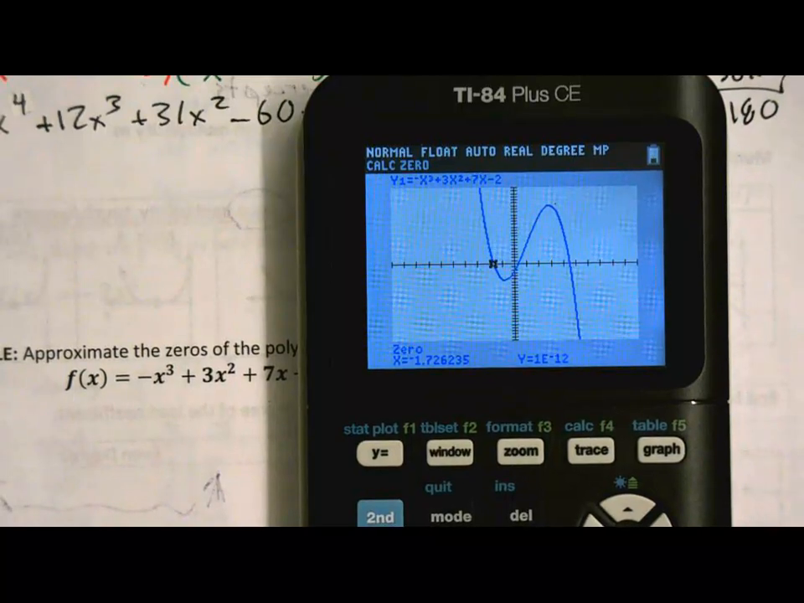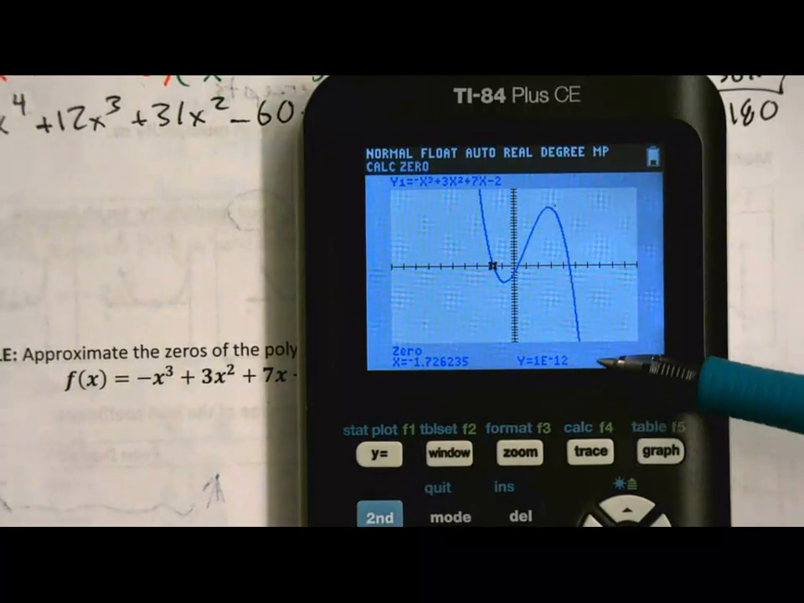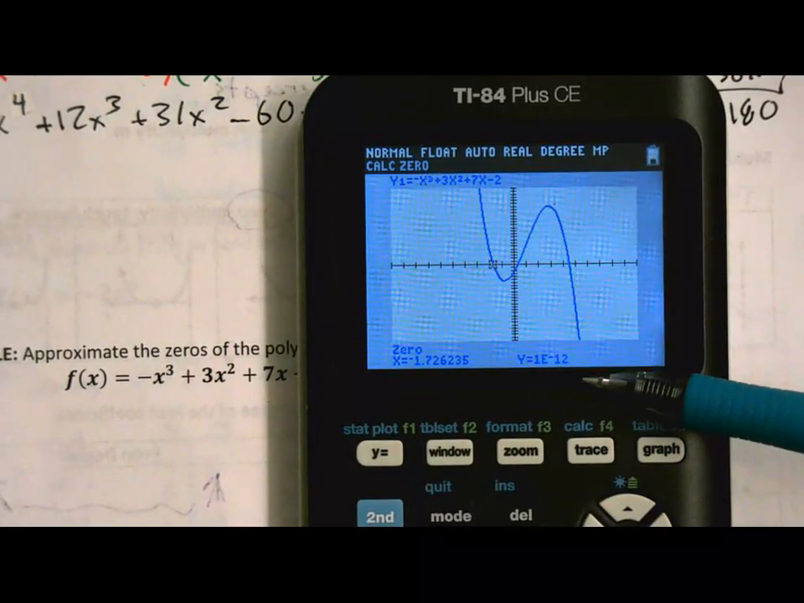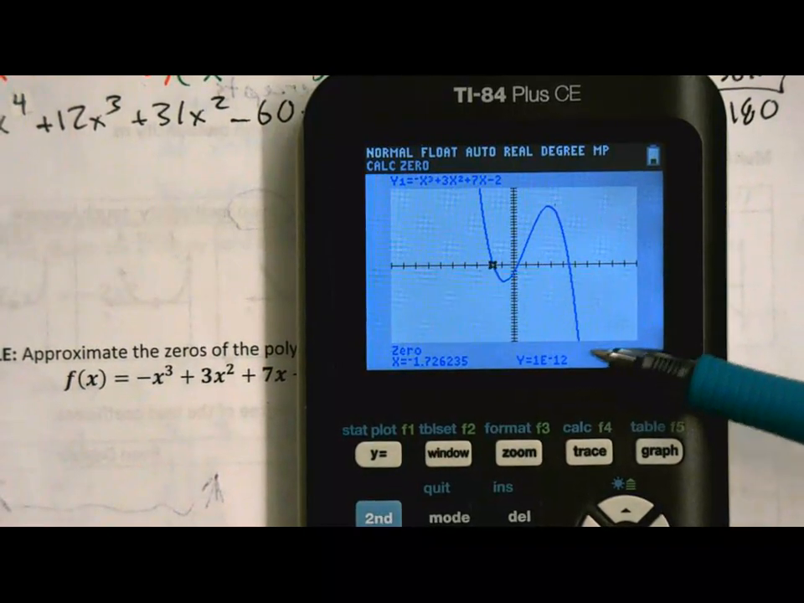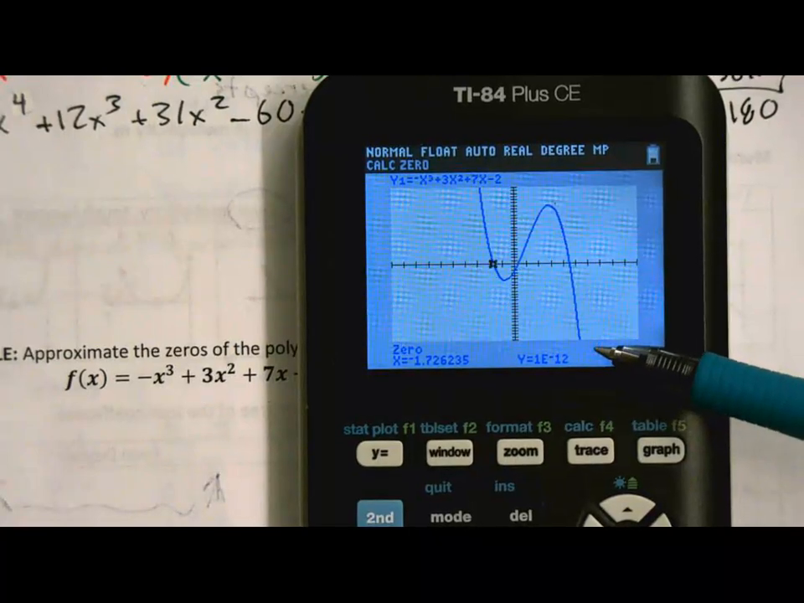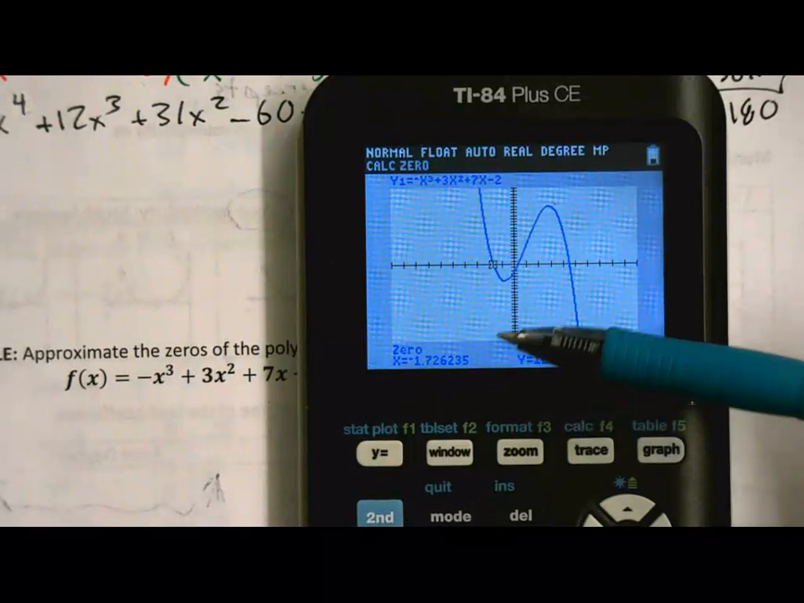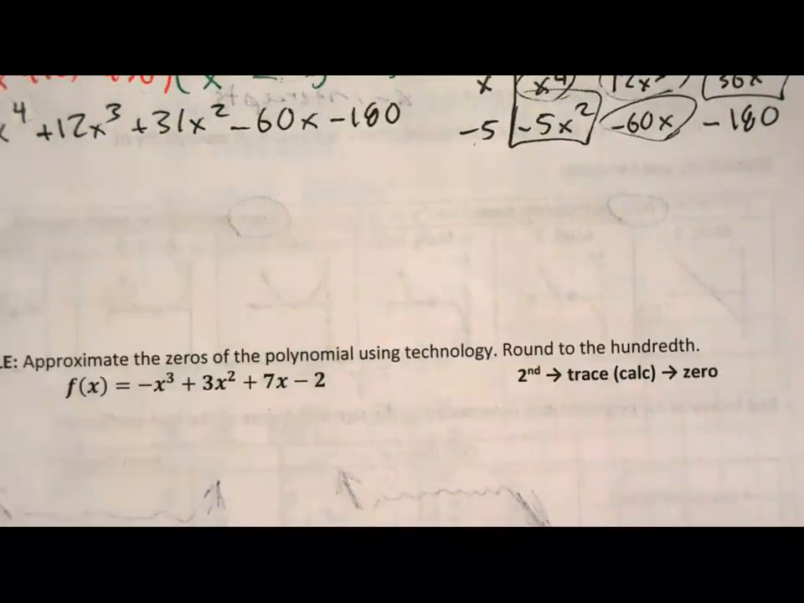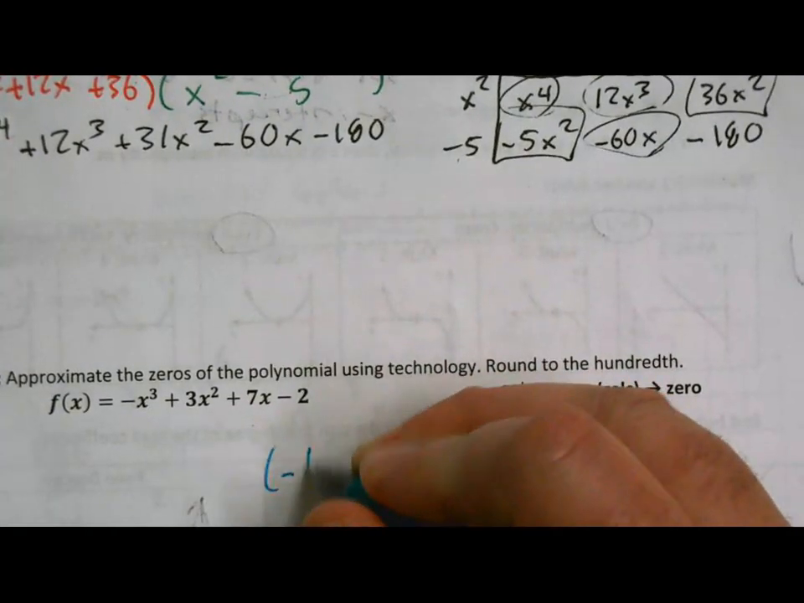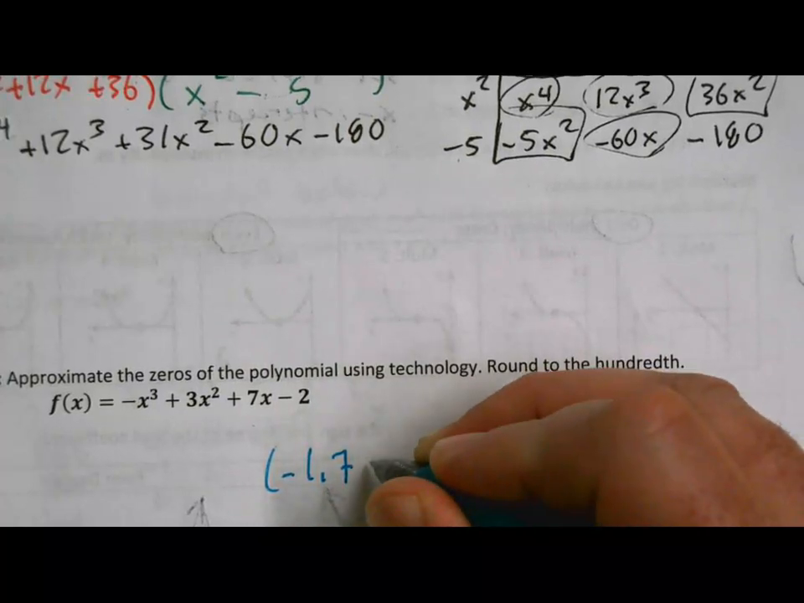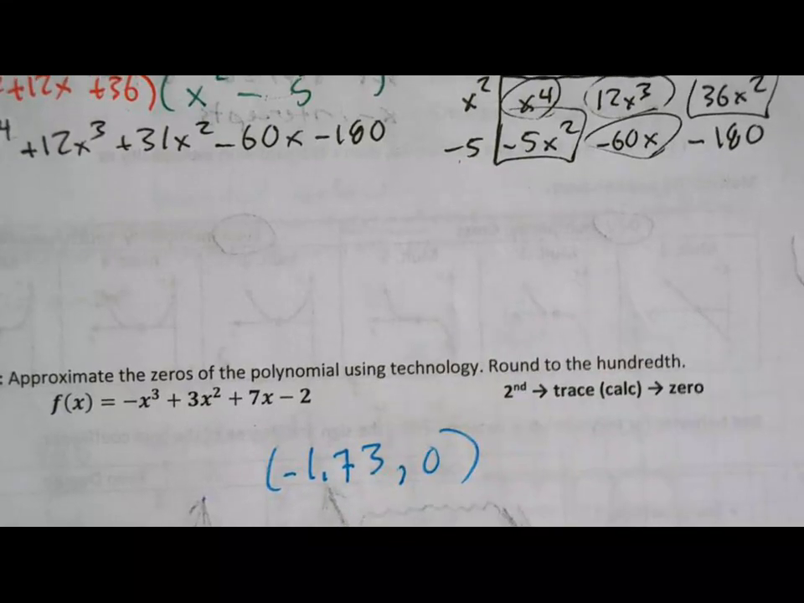So you will occasionally, your calculator is going to make a small mistake every now and then and give you a number like this instead of 0. That's okay. It did its best. It tried. It got really close. This should be a 0. Okay? The important number here is our x-intercept, negative 1, let's round to, does it say? Round to the 100th. Okay, so negative 1.72, no, we need to round that up to a 3, comma 0. There's one of our x-intercepts.